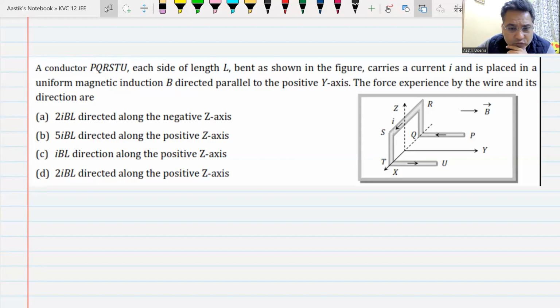A conductor PQRSTU, each of side length L, is bent in the form of this figure. It carries a current I and is placed in a uniform magnetic field B, which is parallel to the positive y-axis. You can see the y-axis is somewhat different here. The force experienced by this wire and its direction is. That should be a simple question, I think. Let me see if you can get me the answer for this one. I'll give you 2 minutes to give me the answer.